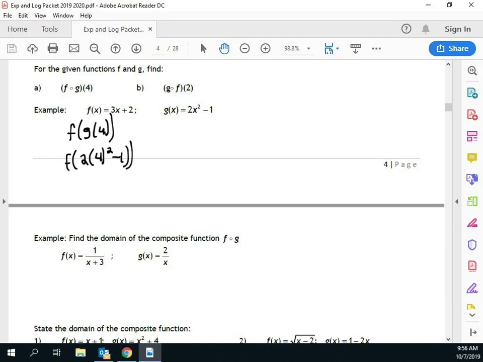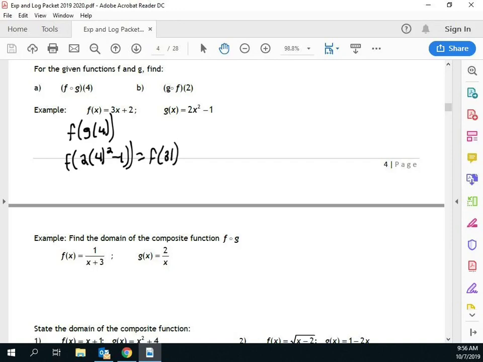Now at this point you could probably go in and ask, what's 4 squared? So what's 4 times 4? 16 times 2, 32 minus 1, 31. So we have f of 31.